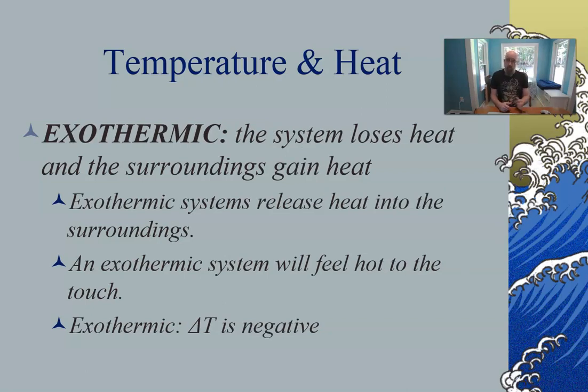Exothermic means the system is losing heat, so heat is flowing out of it. Exo means out of or outside. Okay? And so exothermic systems lose heat to the environment, and the surroundings gain heat. So my coffee cup example was an exothermic system. The hot coffee, heat flows to the colder air around it, and so the coffee loses heat and the air gains heat, right, until they reach the same temperature.